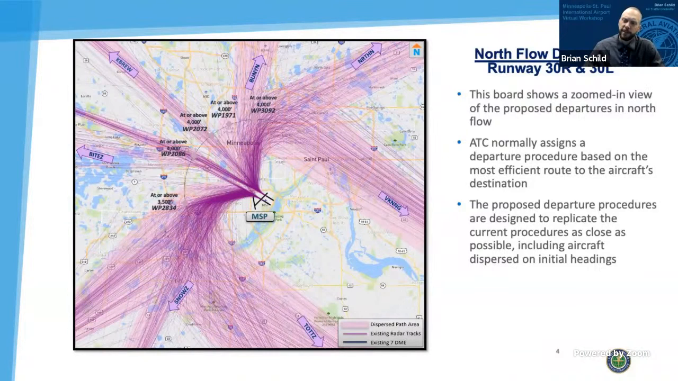Matt, do you have anything to add? What do you think? Oh yeah, to describe our RNAV departures, especially to the north, I'd like to see if we could bring up slide 6 if possible.